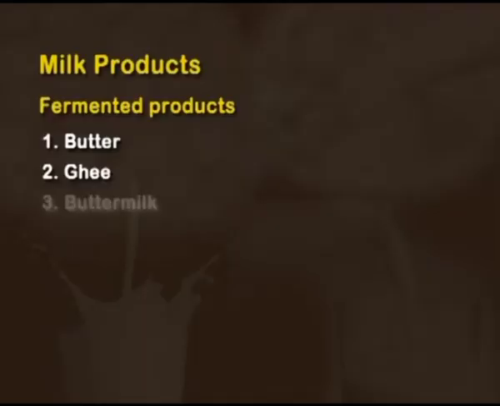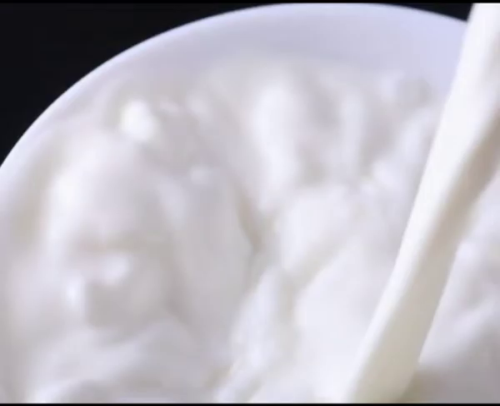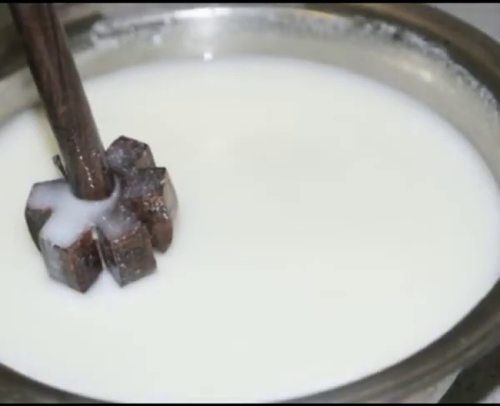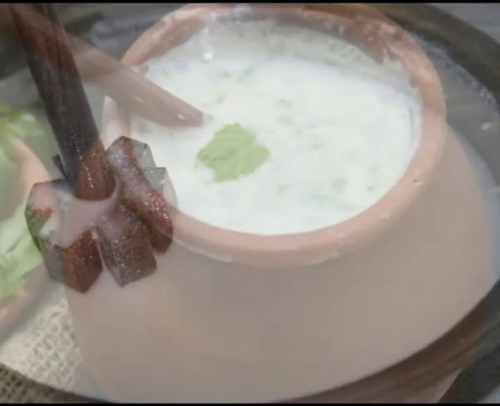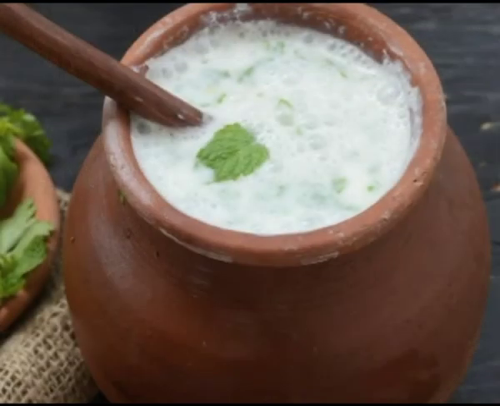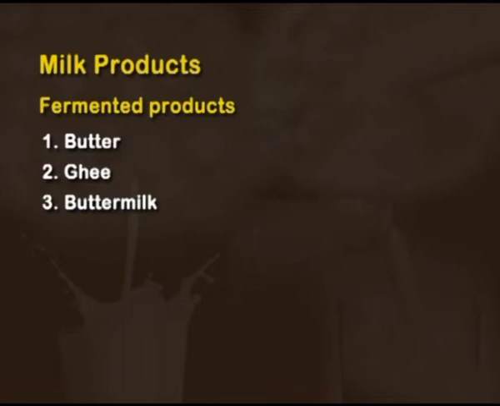Now, the next product is buttermilk. As I said, it is a fermented milk product, which is the liquid which is left behind after the separation of the butter from the cream. It is beneficial because it contains probiotic microbes, and also the fat content of buttermilk is very low when compared to milk or curd. Now, next product which is popular in India, a fermented product, is curd.